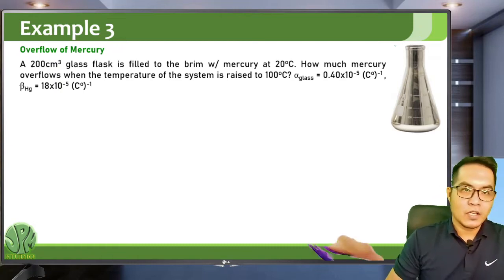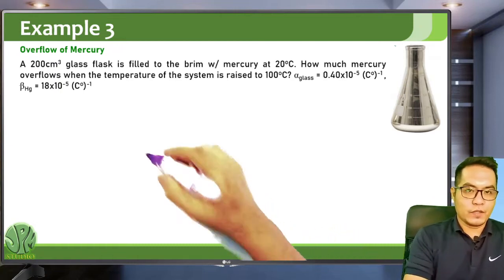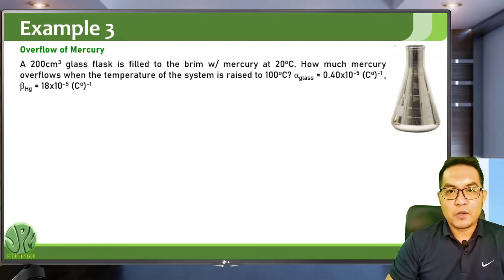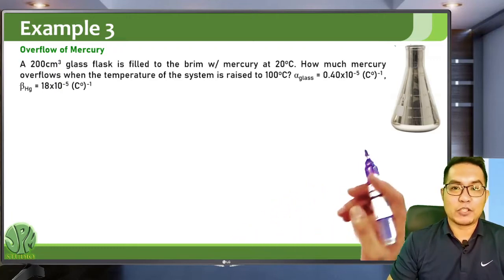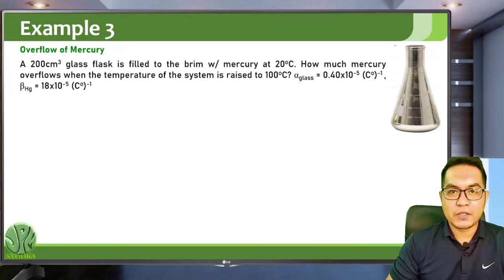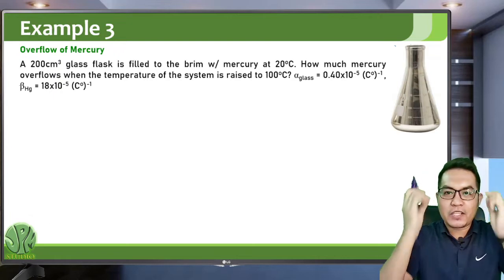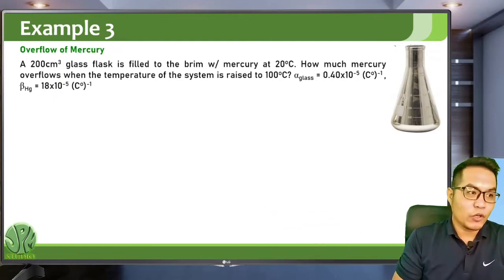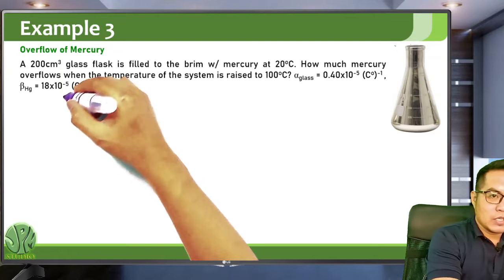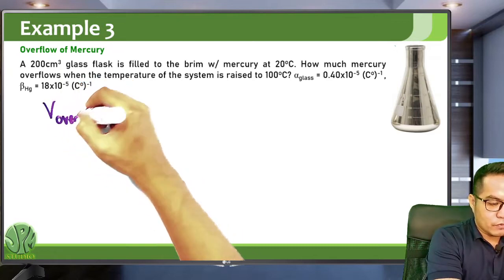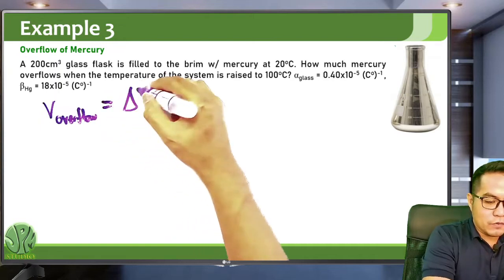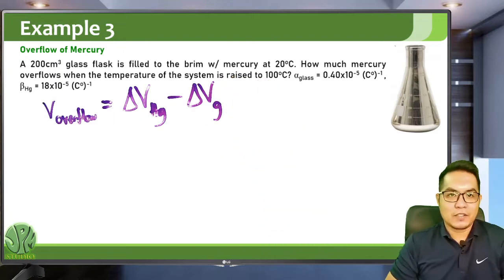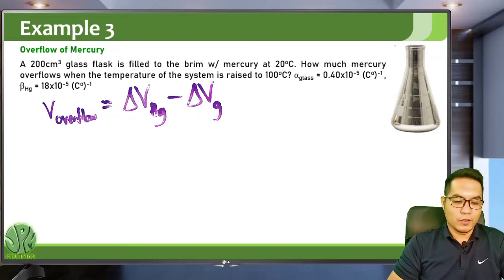Okay. So how much mercury overflows? So you need to solve for the change in volume of mercury. And you also need to solve for the change in volume of the glass because you are heating them at the same time. You raise the temperature to 100 degrees Celsius. So there will be a change in volume for the glass and a change in volume for mercury. And the difference of those change in volume is the volume of the overflow. So the overflow volume is just the change in volume of mercury, Hg, minus the change in volume of the glass.